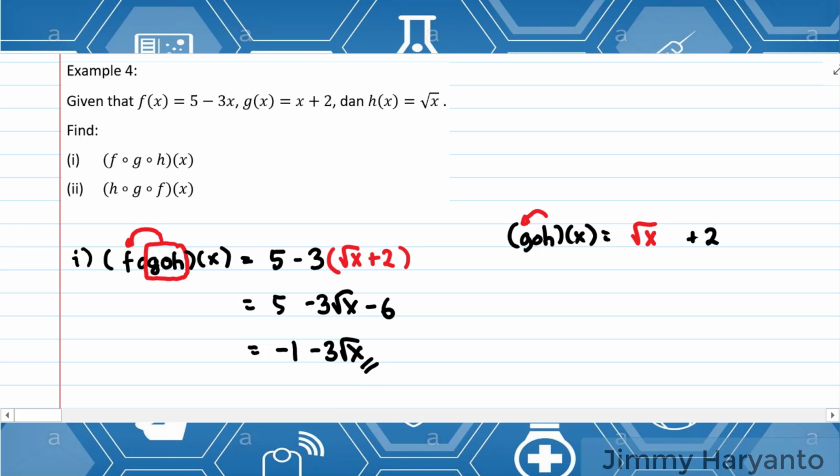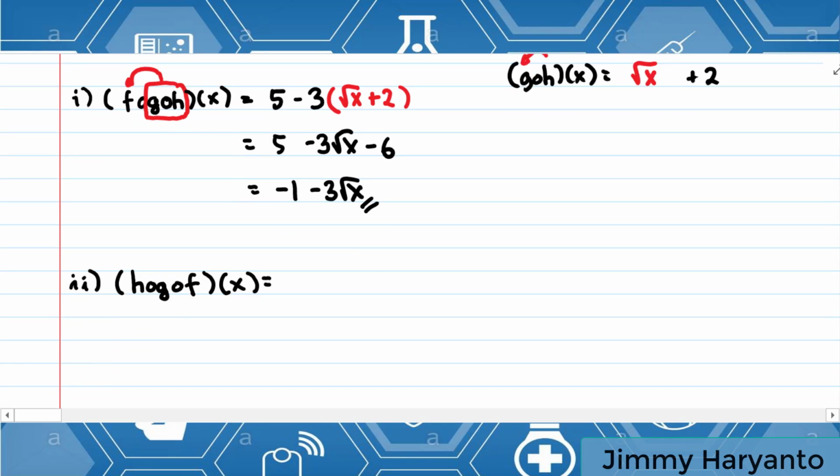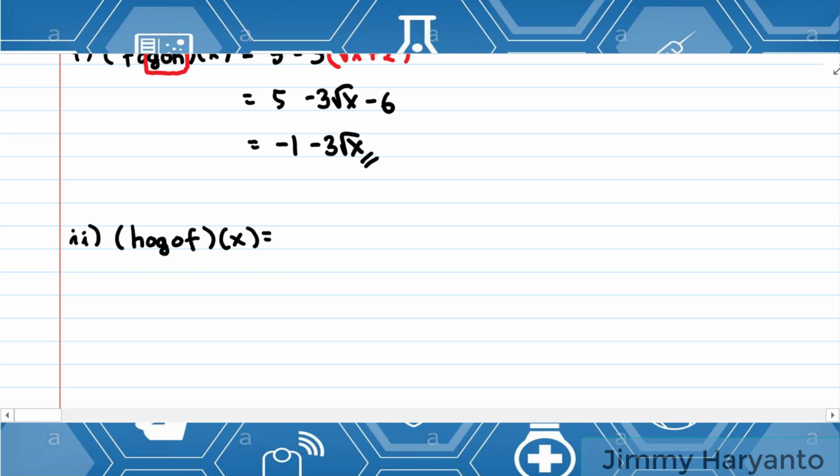We have f∘g∘h. Next, the question wants us to find h∘g∘f. Okay, a student asked me whether we can do the h∘g first. Yeah, can we do h∘g first? Yes, of course. We can do h∘g first.